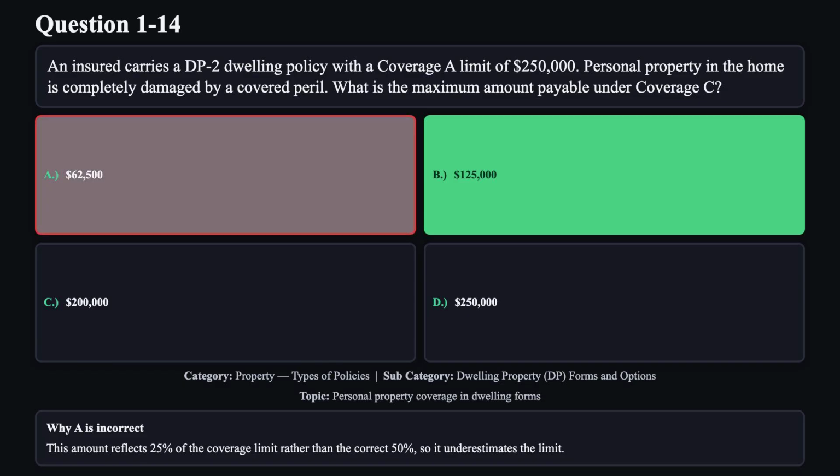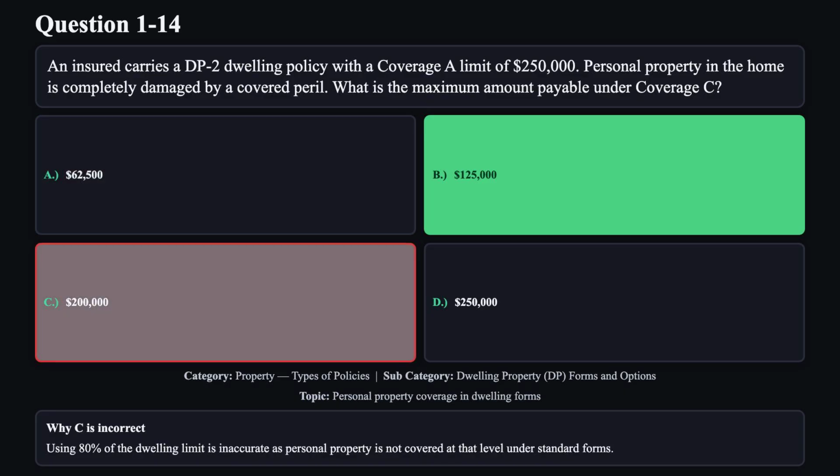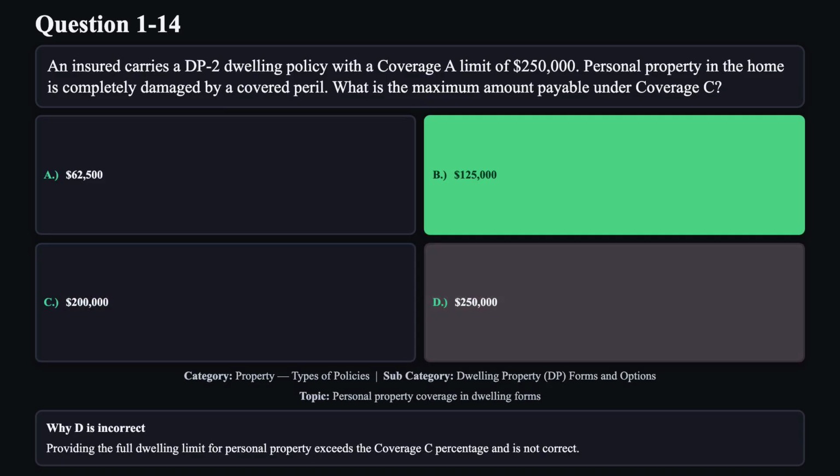Reason A is not correct. This amount reflects 25% of the coverage limit rather than the correct 50%, so it underestimates the limit. Reason C is not correct. Using 80% of the dwelling limit is inaccurate, as personal property is not covered at that level under standard forms. Reason D is not correct. Providing the full dwelling limit for personal property exceeds the coverage C percentage and is not correct.